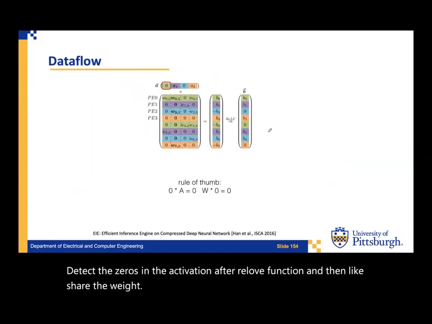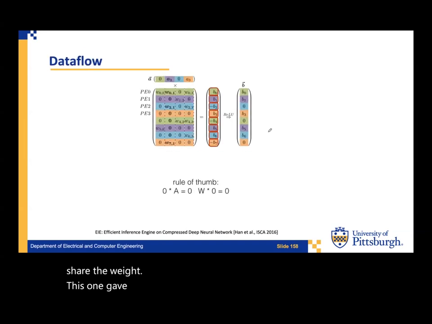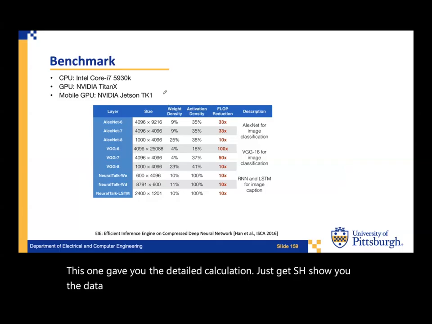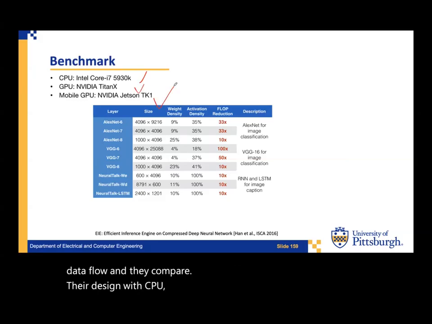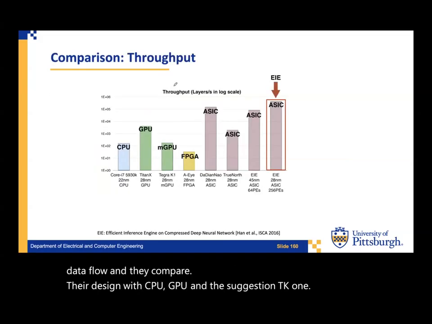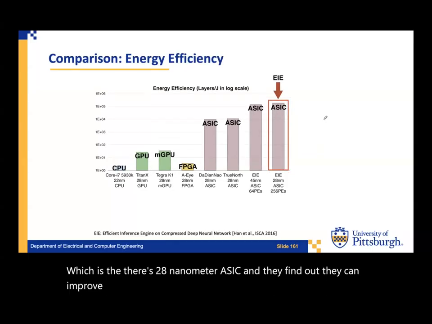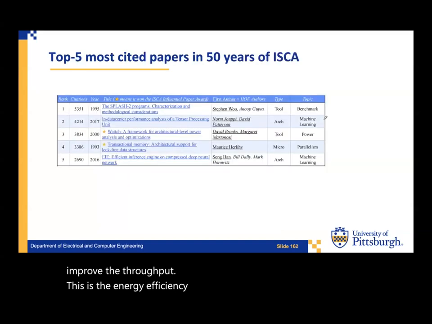This one gives you the detailed calculation, just showing the data flow. They compare their design with CPU, GPU, and the Jetson TK1, which is this 28 nanometer ASIC, and they find they can improve the throughput. This is the energy efficiency, which is the higher the better.